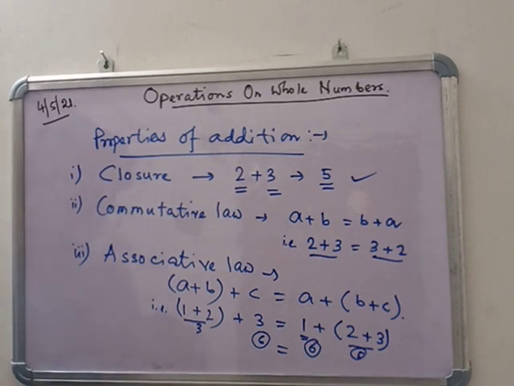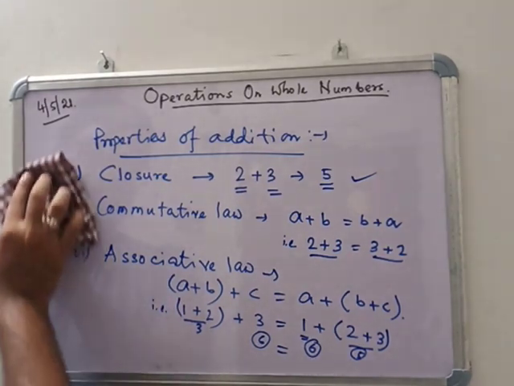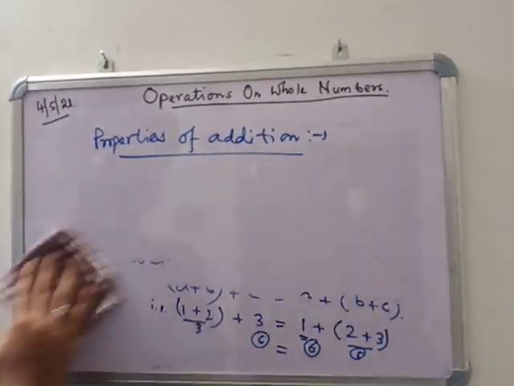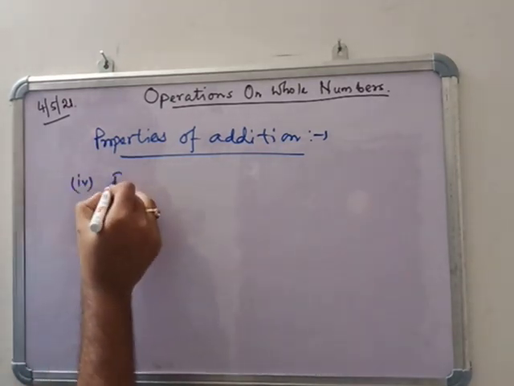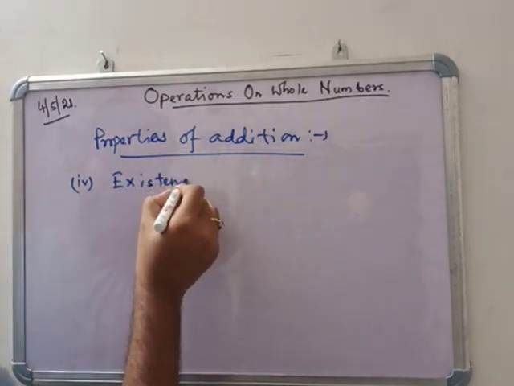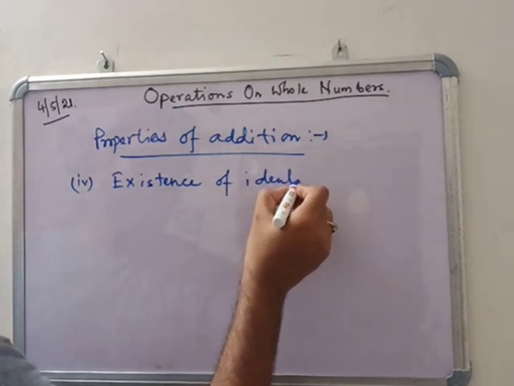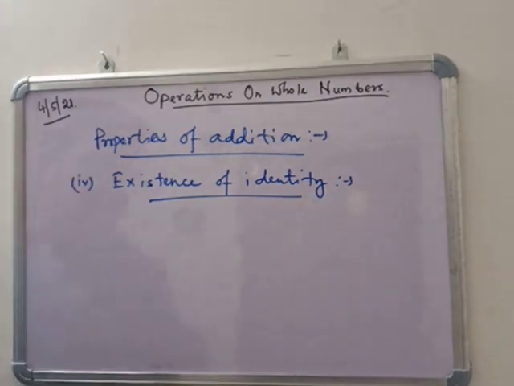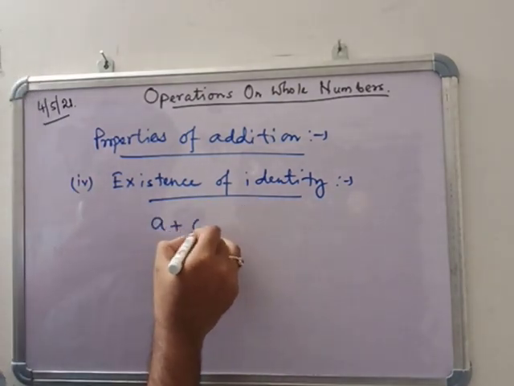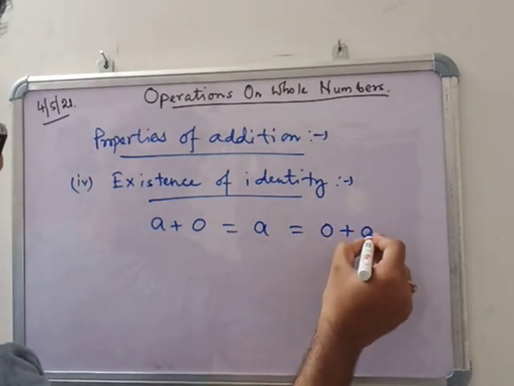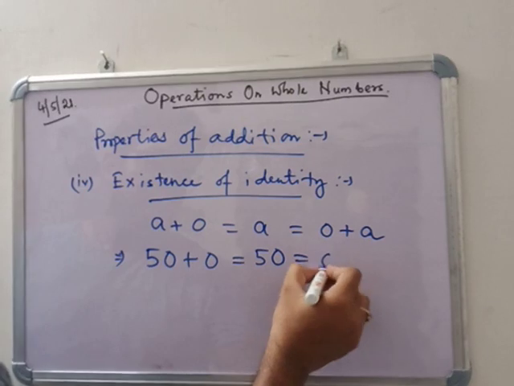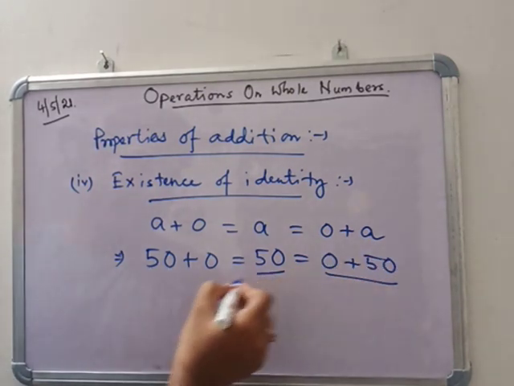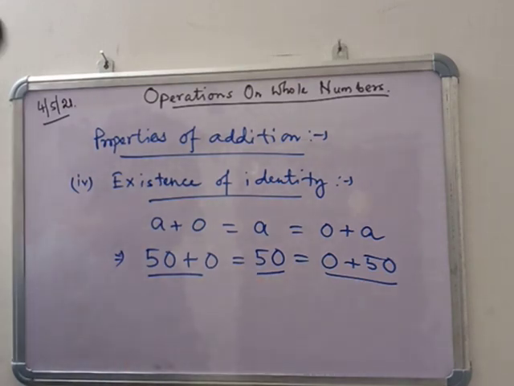And in number 4, this is the existence of identity. That means if we add any number to 0, we get the same number. For example, 50 plus 0 gives 50. You can also write 0 plus 50, and we also get 50. So 50 plus 0 is 50, and 0 plus 50 is 50.